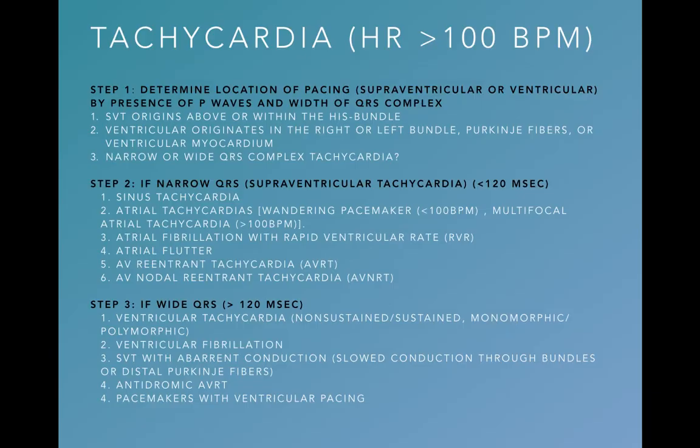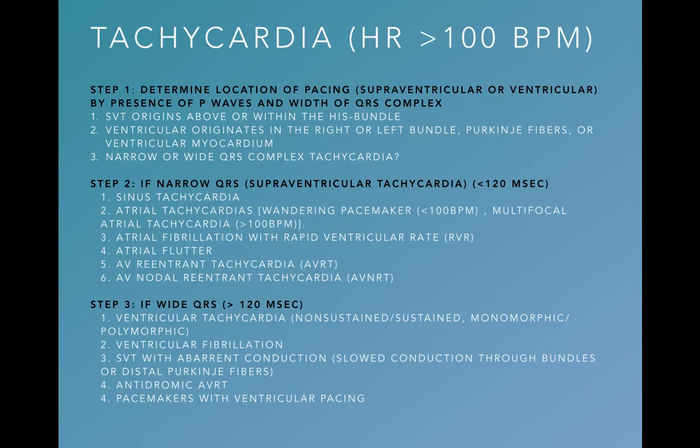Okay, so on the topic of rate, I'm going to start with tachycardia, which is heart rate over 100. So the first thing you want to do is determine the location of pacing, meaning is the beat coming from somewhere above the ventricle, also known as supraventricular, or SVT, which is supraventricular tachycardia, or is it coming from the ventricle? And you can do this by looking at, are there P waves, which I talked about, and what is the duration of the QRS?